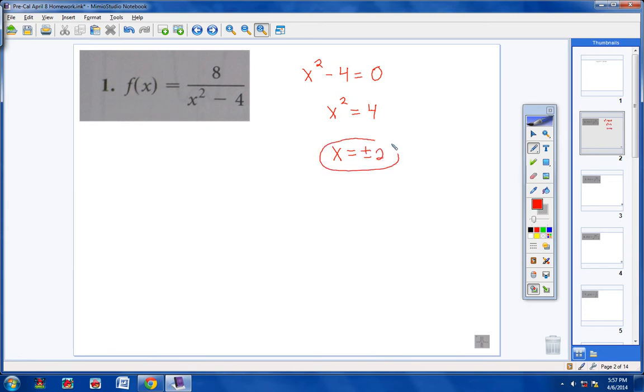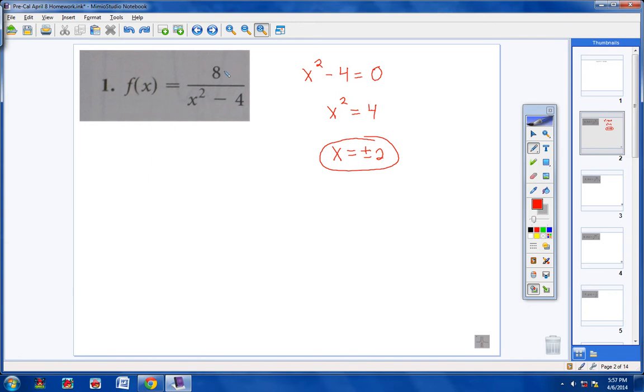So let's take a look. We know for sure we have vertical asymptotes going up and down at positive 2 and negative 2. Let's take a look at our options. Letter A is an option, letter C is an option, also letter E. So we have quite a few options, okay? So let's take a look at our horizontal asymptotes, okay?